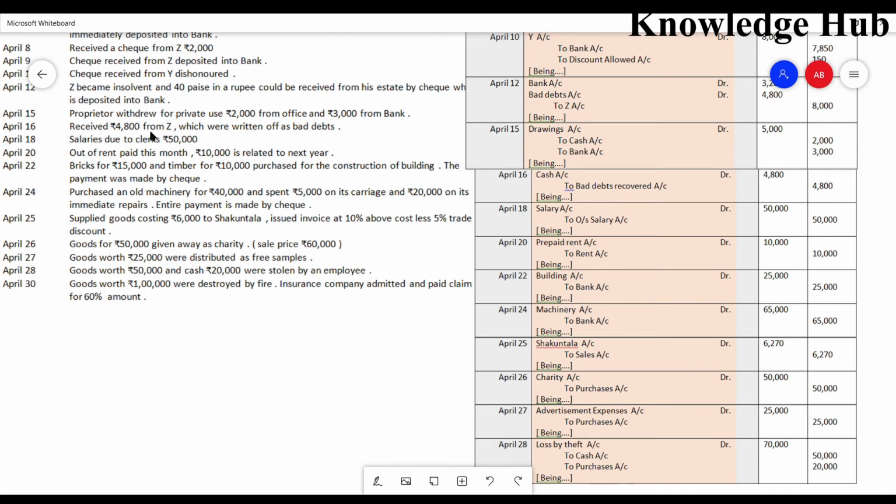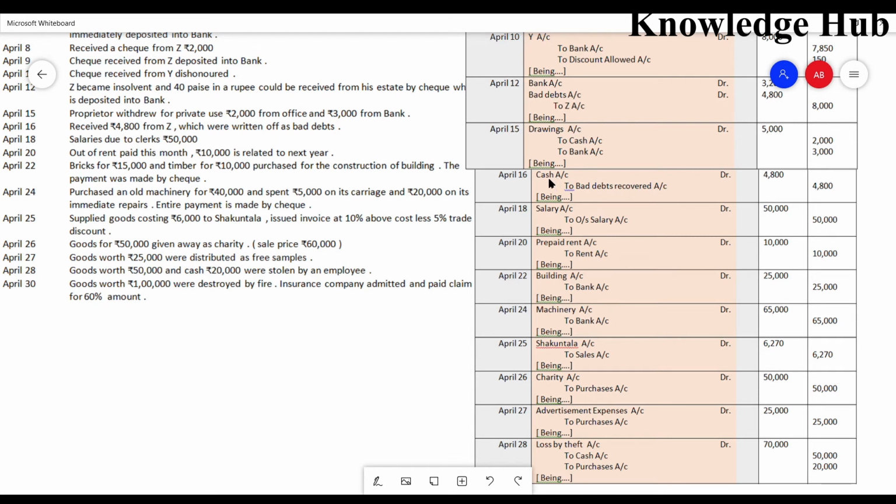The next transaction: received 4,800 from Z which were written off as bad debts. Now if we look at previous transactions on April 12th, due to Z a bad debts account was created for an amount of rupees 4,800. Now on April 16 it said that rupees 4,800 is finally received from Z. So when I'm receiving an amount, I'm going to debit my cash account. So I have debited my cash account. Now the bad debts account which was created for Z was debited. Now once I have received it, I need to close my account. So this account which was debited once is now credited with the name bad debts recovered account.